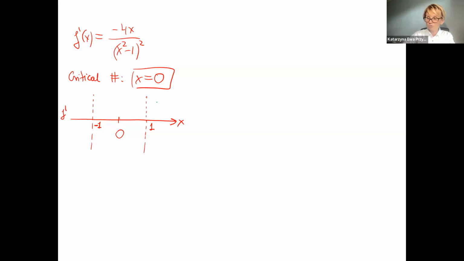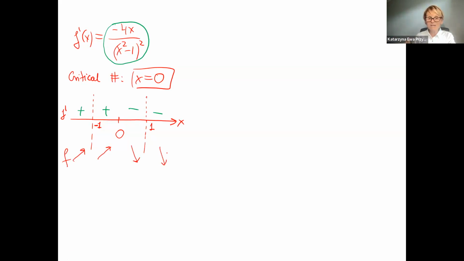Okay, let's test the sign. If x is 2, I'm looking at this formula, the denominator is always positive, then this is negative. If x is 1/2, negative. If x is negative 1/2, times negative 4, positive. Negative 2, negative 4 times positive 8, positive. Okay, then the function is increasing, increasing, decreasing, decreasing.